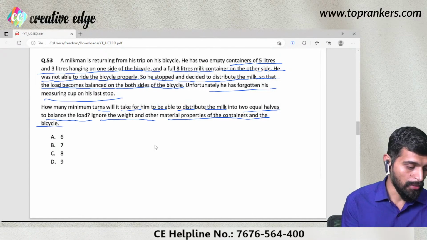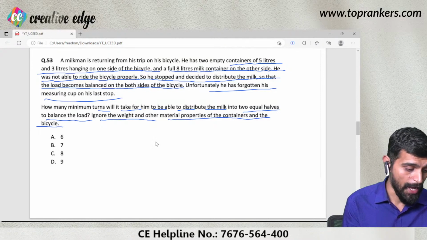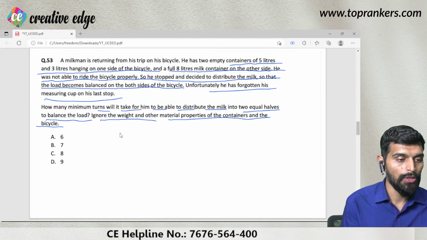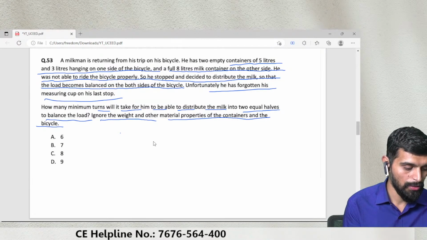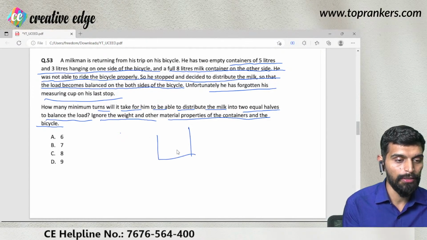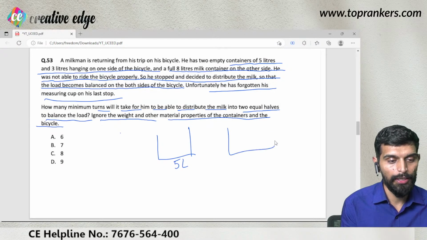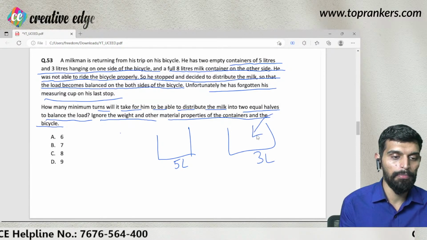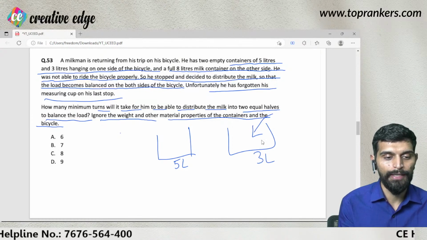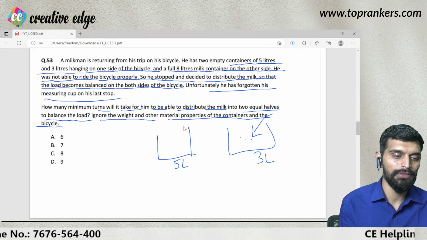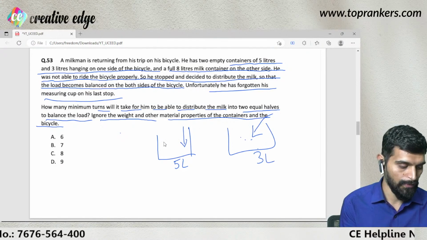So the answer is 7 as suggested by R. Swami Nayak. So let's look at it quickly. In the initial phase, he'll be transferring milk to a 5-liter container and a 3-liter container. So first of all, he'll be pouring the milk from the 8-liter container into this 3-liter container and then transfer this 3 liters into this one, right?